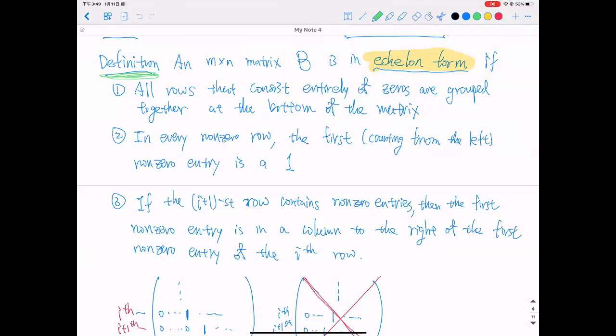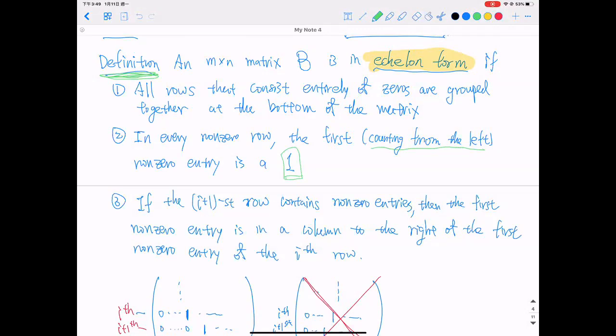An m by n matrix is in echelon form if, first of all, rows that consist entirely of zeros are grouped together at the bottom of the matrix. So the zero rows are down at the bottom. Secondly, in every non-zero row, when you count from the left, the first non-zero entry is a 1.